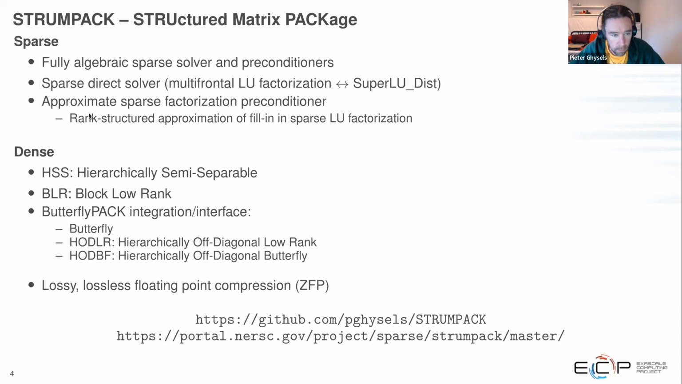So we have several of these rank structured matrix representations in STRUMPACK. The first we started with is the HSS format, which stands for hierarchically semi-separable. There you hierarchically partition the matrix into a block 2 by 2 structure, and you approximate the off-diagonal blocks using low rank. Then we have another format, called the block low rank format. There you don't hierarchically partition, but you just partition the matrix in a grid of smaller blocks, also called tiles sometimes, and you approximate those using low rank.